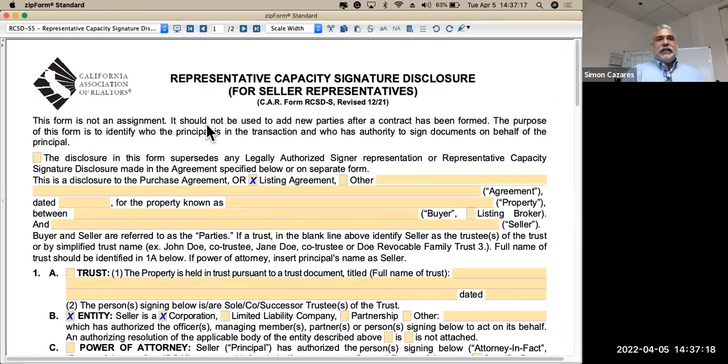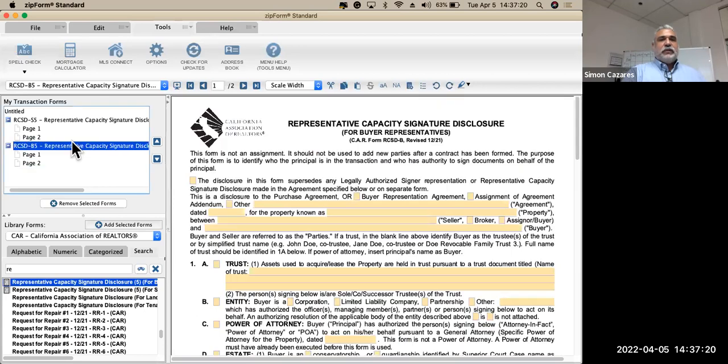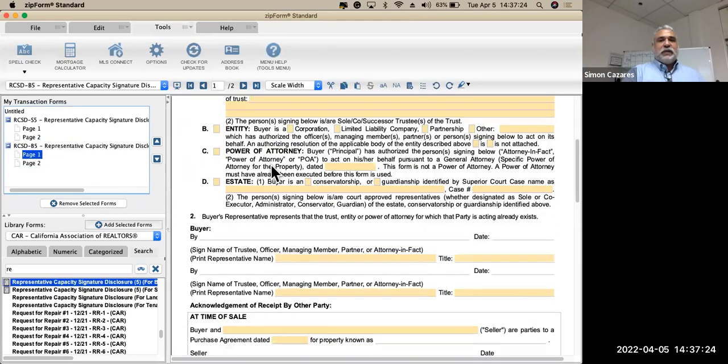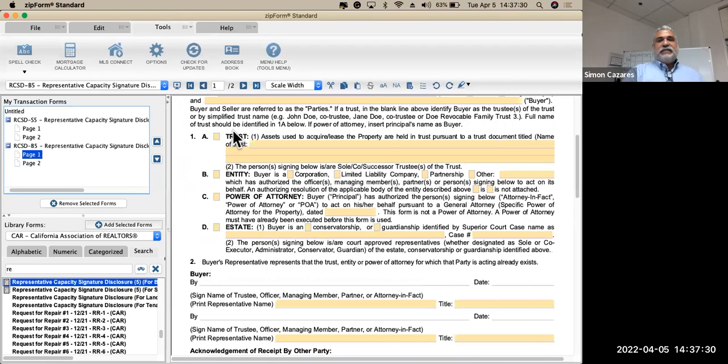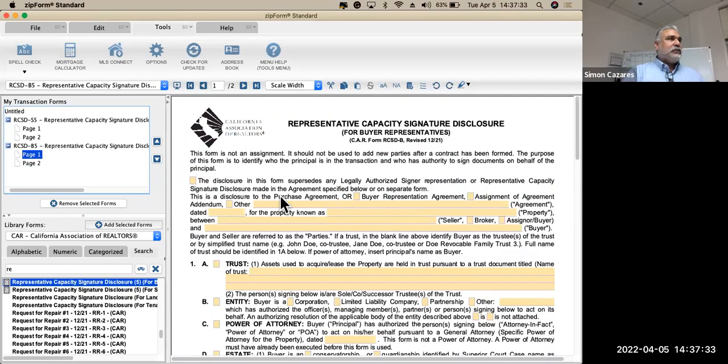No difference then on the buyer too. The buyer's representative capacity is no difference as well. It has the same information, but now it just changes from a seller to a buyer. But the information is pretty similar to the seller's representative capacity. Okay. Any questions? All right.